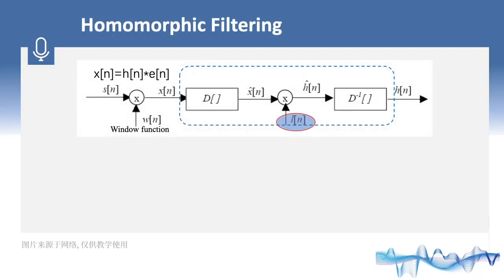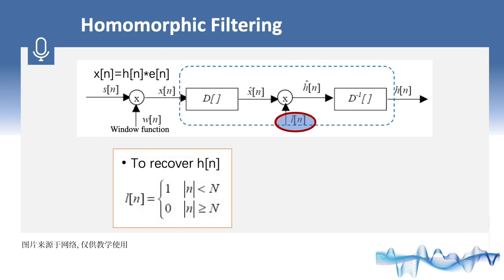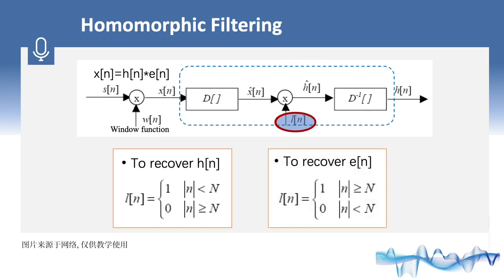Homomorphic filtering generally involves a nonlinear mapping to a different domain in which linear filter techniques are applied, followed by mapping back to the original domain. In speech analysis, for a windowed signal x[n], which is a convolutional combination of the excitation pulse e[n] and the vocal tract impulse response h[n], a linear function L[n] is designed to recover the vocal tract component h[n] from the excitation pulses e[n].